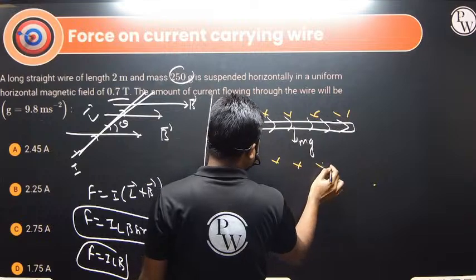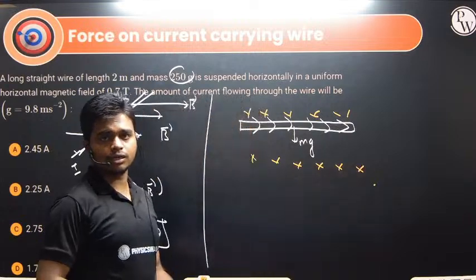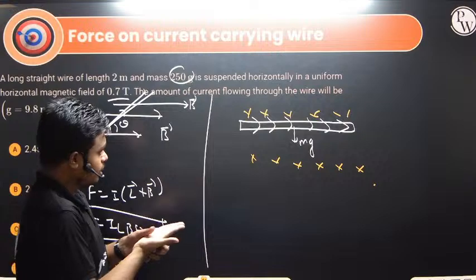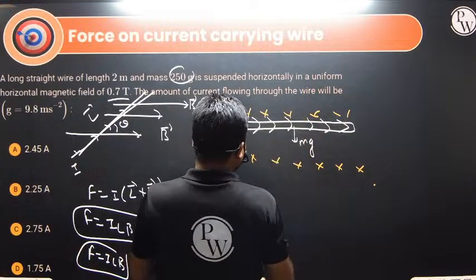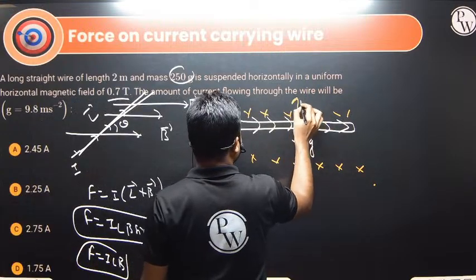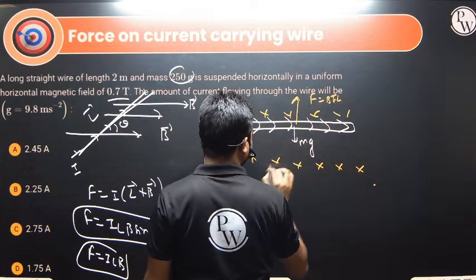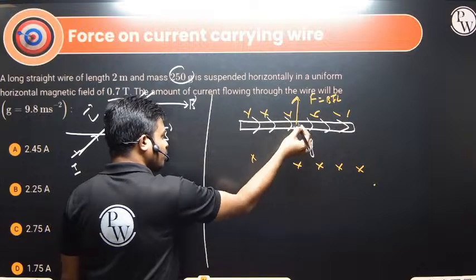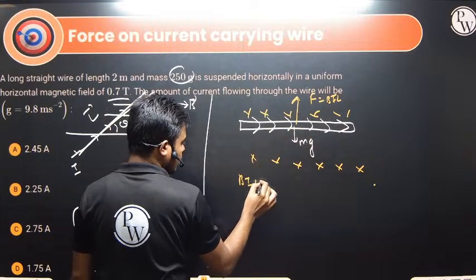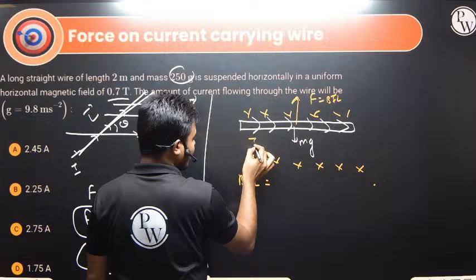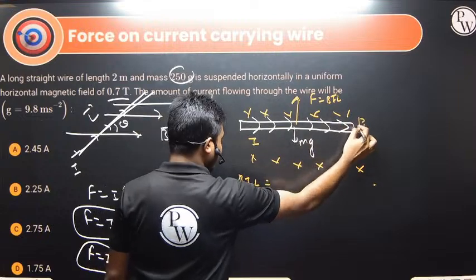In this case, again we have to consider the direction like this. This is the direction of the current, and this is the magnetic field which is going inside. So the force will be upward. The upward force we take as F, which is BIL, and the downward force is mg. Both forces have to be equal because it is stationary. Current flowing here is I, and magnetic field is B. So BIL equals mg.